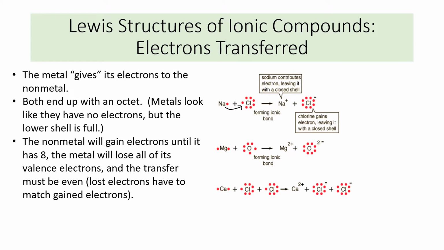Same idea with magnesium. It's going to give 2 electrons to oxygen. So the magnesium becomes +2, the oxygen -2. For calcium chloride, calcium has 2 electrons. So it's going to give 1 to one chlorine, another to another chlorine. And that's why it comes together as CaCl2. So we've looked at other ways to make the ionic compounds, but the dot structures also show that.